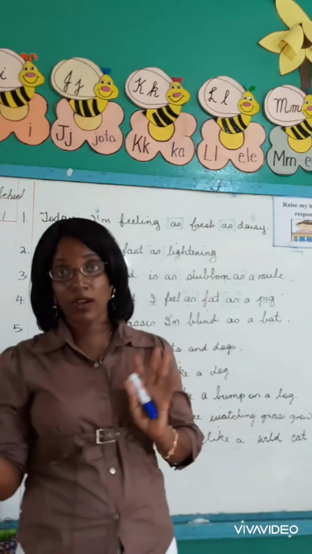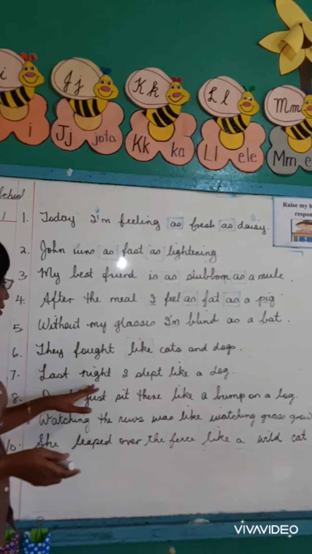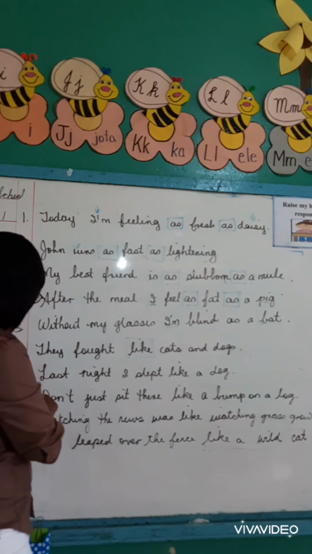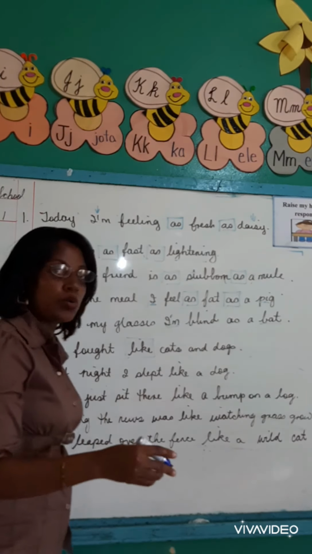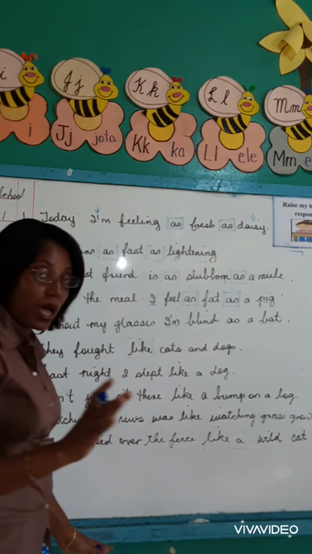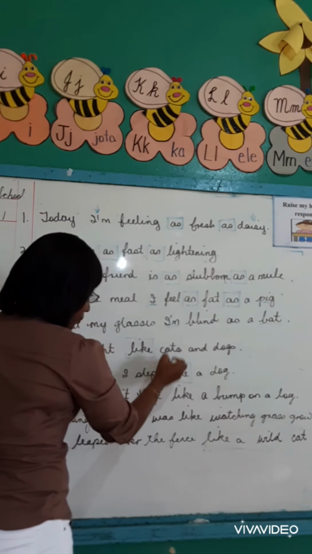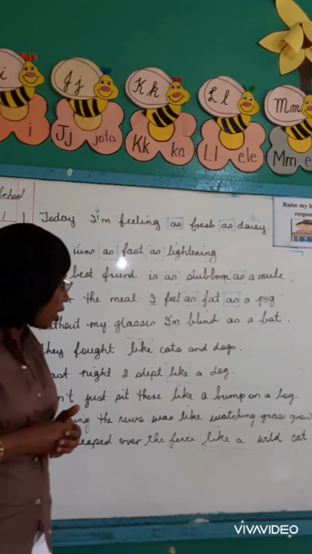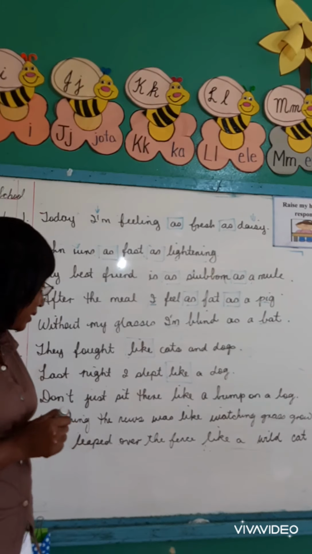Nowadays, I see dogs and cats being friends. I don't know about you. Last night, I slept like a dog, right? So they're comparing how you slept last night to a dog. That means you slept soundly and quietly, probably. Some dogs sleep hard, whereas some dogs don't. So they just use the word like. Don't just sit there like a bump on a log. That means you're just sitting there not doing anything.